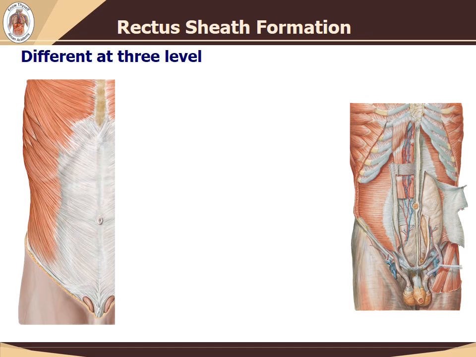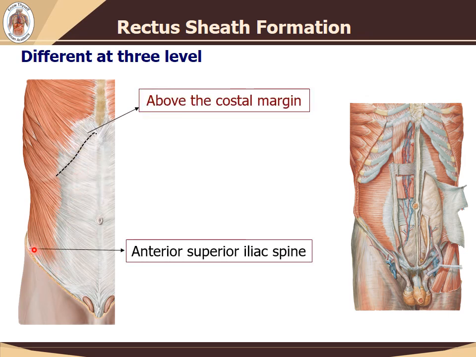Rectus sheath is different at the different levels, and the variation is because of the muscular attachment, and it is contributed by the three anterolateral muscles. You see, we can draw, this is the costal margin. Internal oblique and transversus abdominis remain attached to this, but external oblique continues. So there is variation above this.